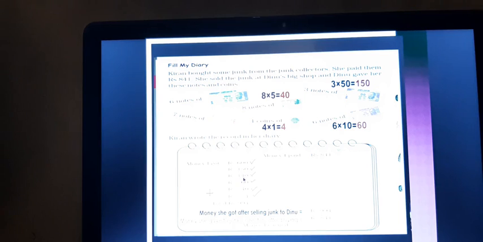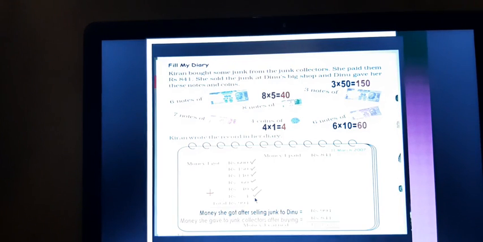So now calculate all those: 600, 150, 140, 60, 40, 4. And you have to write it all according to the units place, tens place, hundreds place. You cannot mix units place and hundreds place. So the number system should be written correctly and appropriately. Okay, children. So based on that, if you add all the money, what will you get? You will get 994. So money she got after selling junk to Dinu is 994.